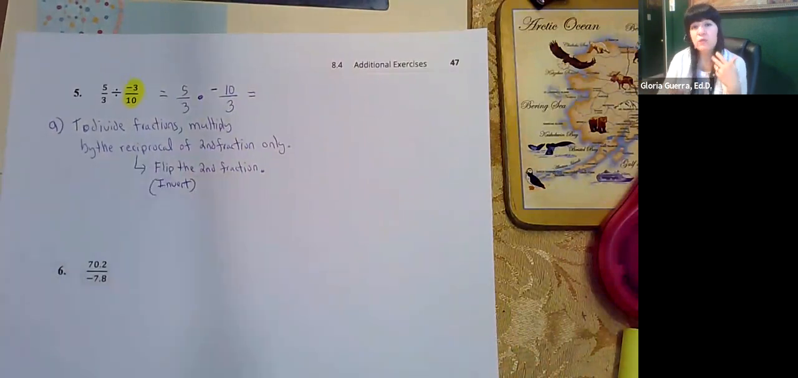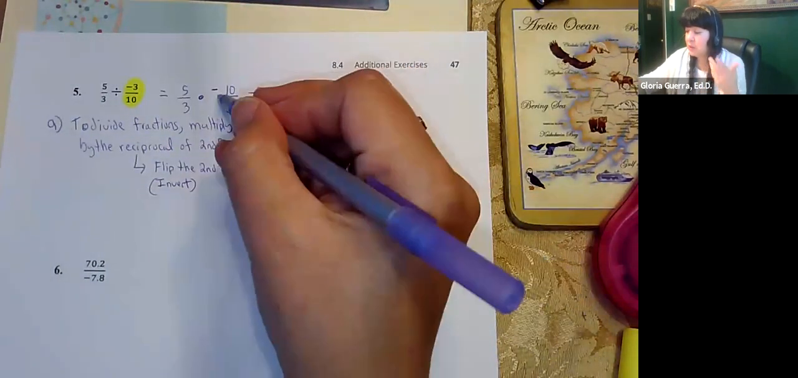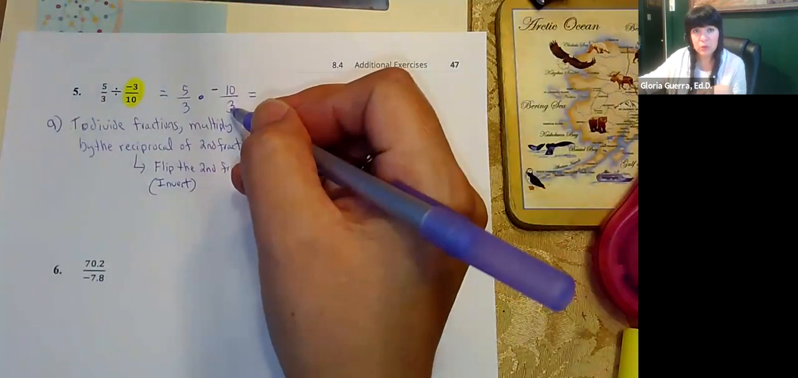Reciprocal means you just invert the fraction and you just flip it. So it's still going to be negative. We did not tell you to change the sign, make it opposite sign. We didn't say that. We just said you flip it. So it's still going to be negative, but then the 3/10 becomes 10/3.